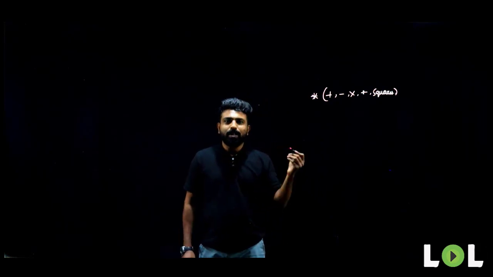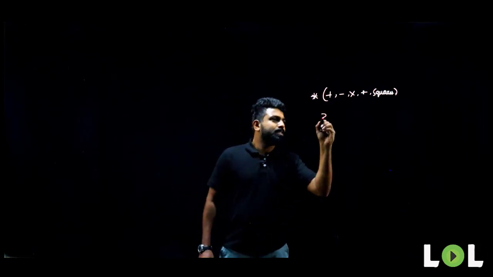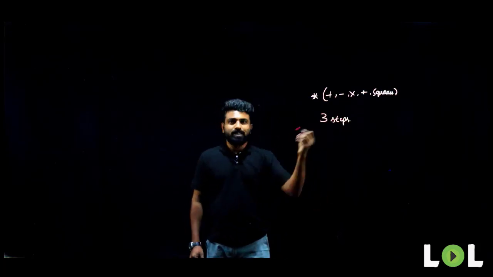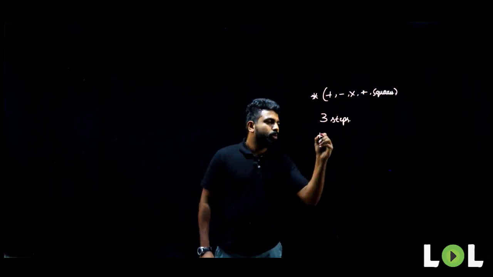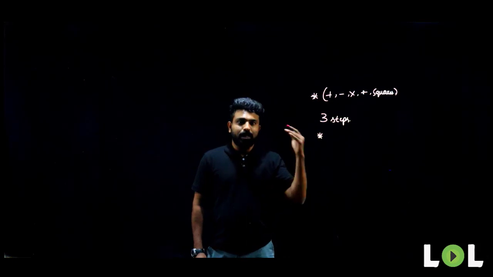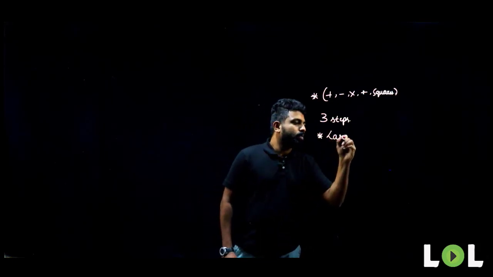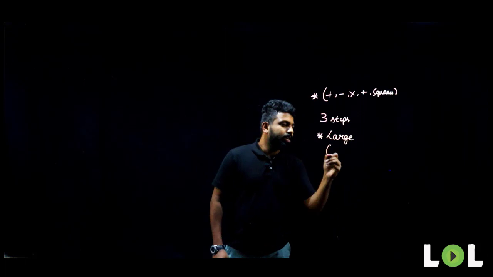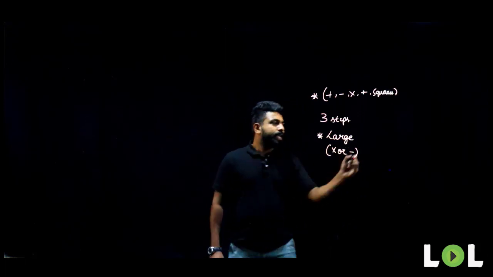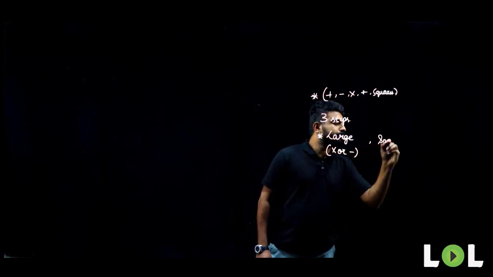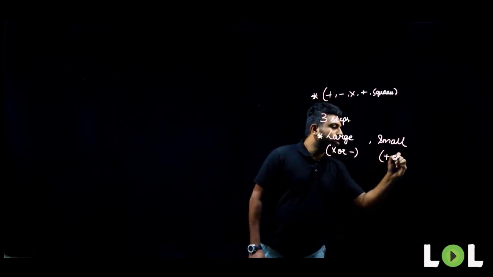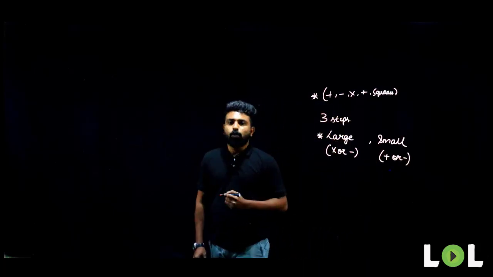How did we do that? We followed three simple steps. What were those three steps? The first step was we took the difference between the first term and the last term. And if the difference was large, we got to know that it was either multiplication or division. And then if the difference was small, we got to know that there was either addition or subtraction involved within the series.